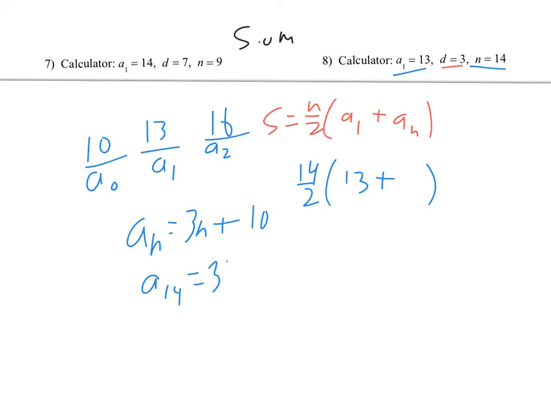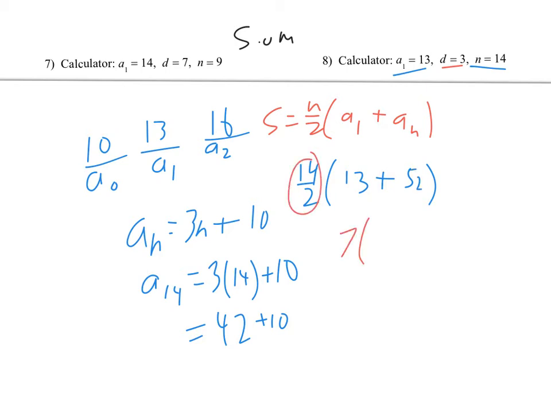So now we got to plug in 14 over here. And 3 times 14 is 42 plus 10, and that's going to be 52. All right, great. So we can go ahead and reduce this and make that 7, and then in here we'll add these to get 65. So 7 times 65, 35, 42, 45, so 455.